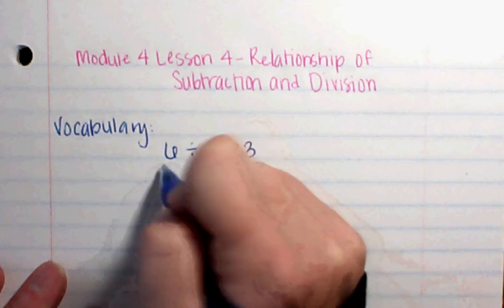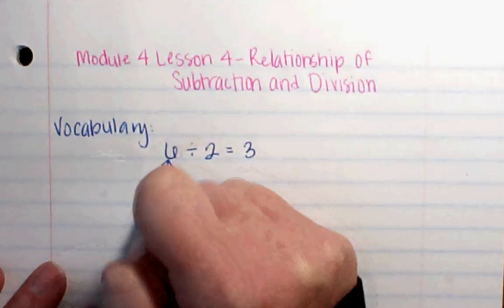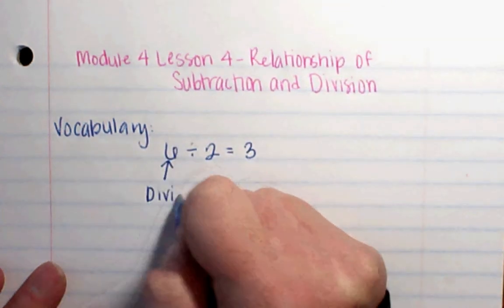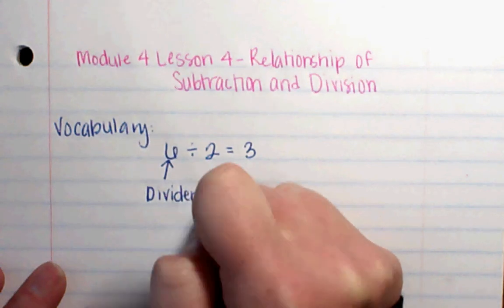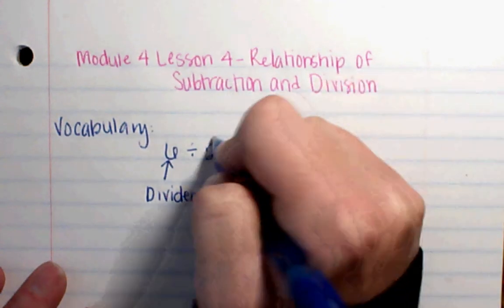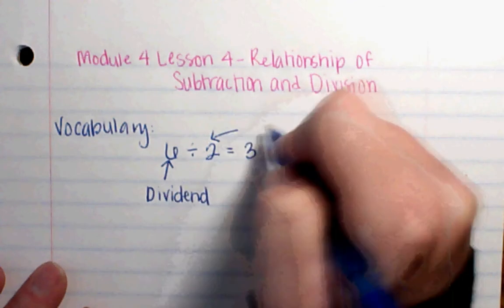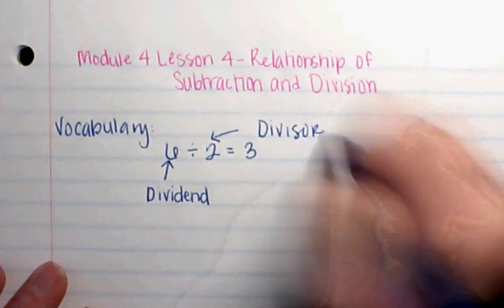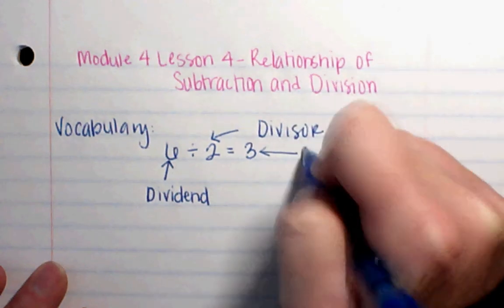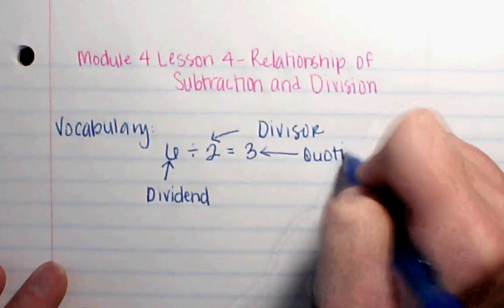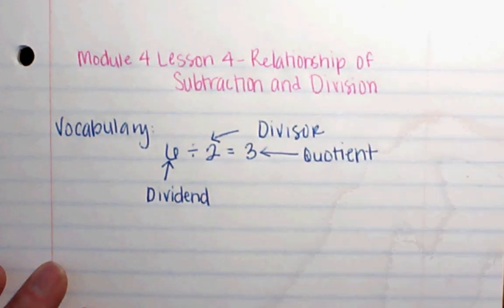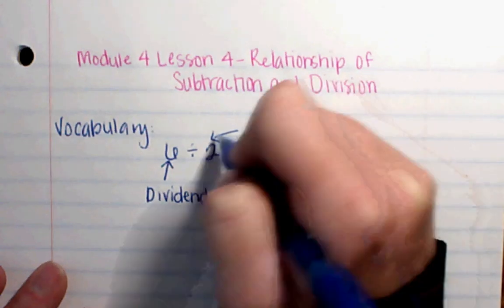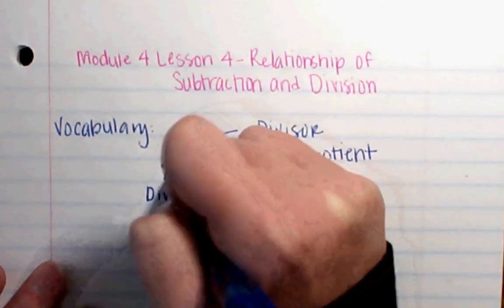6 is the dividend. It's the big number that's being divided into. 2 is the divisor, and 3 is your quotient. So when we talk about division, we use these words, and I just wanted you to remember what number represents what word.